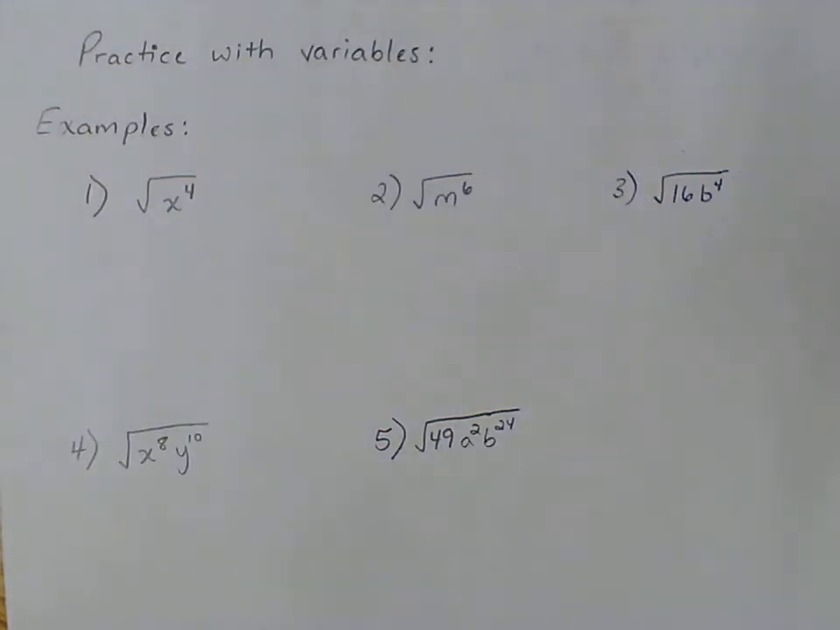Now that you've got some practice with just simplifying numbers under a radical, we're going to start talking about what do you do if they put a variable under the radical? Okay, there's actually two ways to think about it.